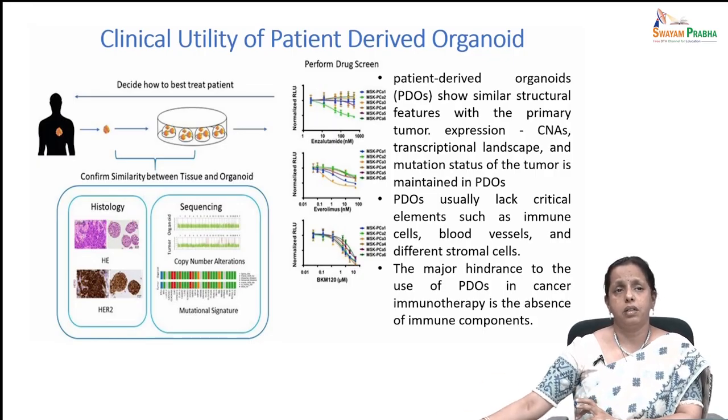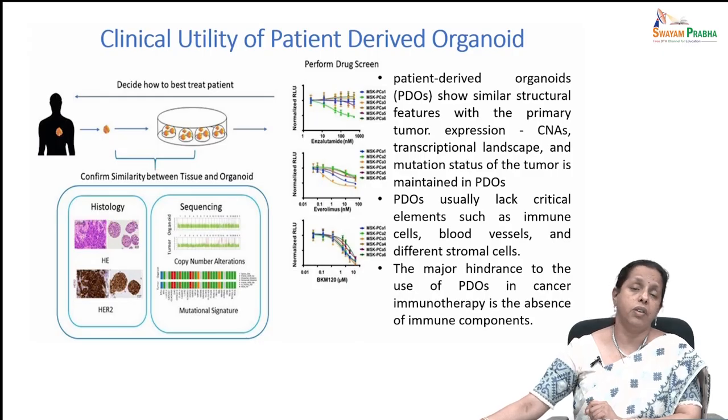So after the surgically resected tissue is cut into pieces, along with the original tissue and this explant, a confirmation of similarity has to be done between the tissue and the explant. This is done by histology, H&E or HER2 staining, and by sequencing, copy number alterations and mutation screening. After that, drug screening is performed on the explants or the organoids to check for the effectiveness of the drug, or to check if the patient will definitely respond to that particular drug.